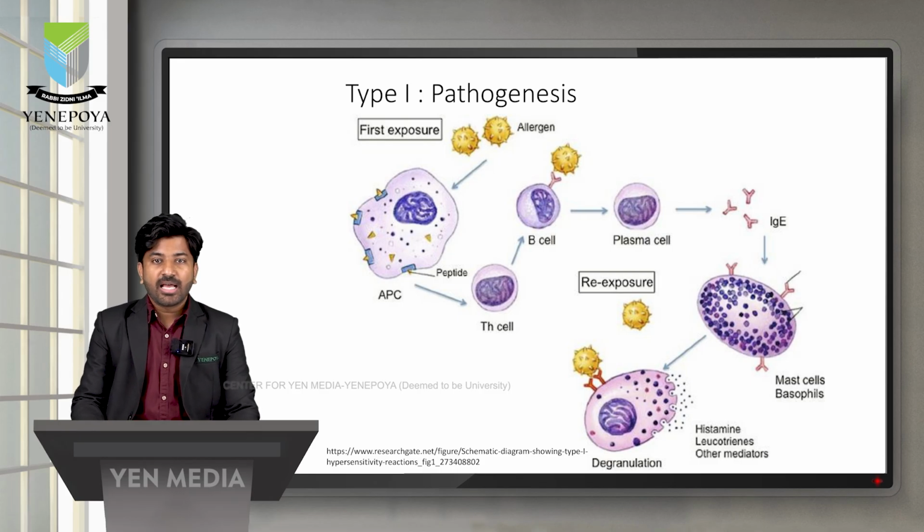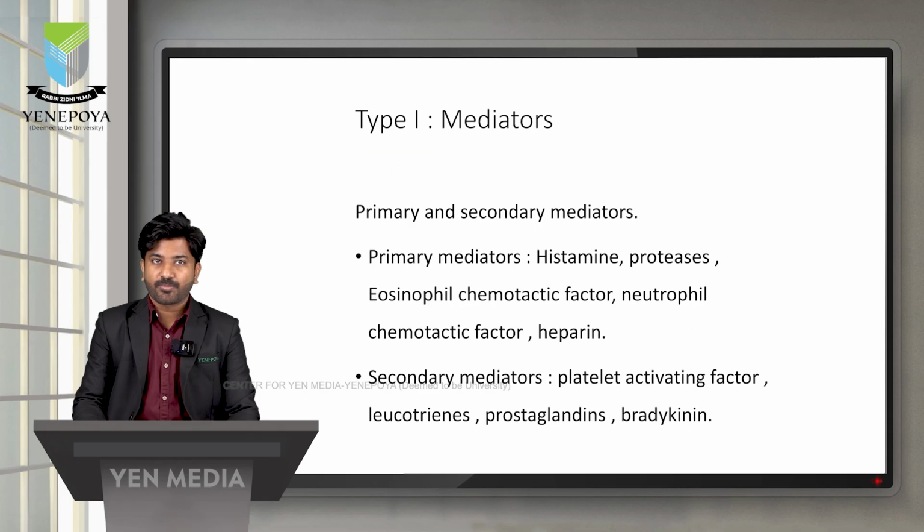Upon re-exposure, the allergen comes in contact with this sensitized mast cell or basophil, releasing histamine chemicals or chemokines, causing the type 1 hypersensitivity reactions. There are primary and secondary mediators for the type 1 hypersensitivity reactions. The primary mediators are basically histamine, protease, eosinophil chemotactic factors, neutrophil chemotactic factors and heparin, whereas the secondary mediators are platelet activating factors, leukotrienes, prostaglandins and bradykinin.